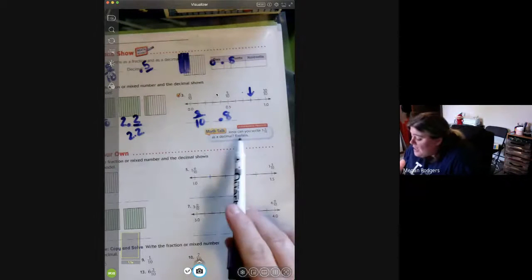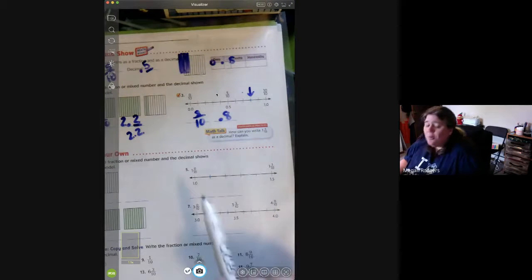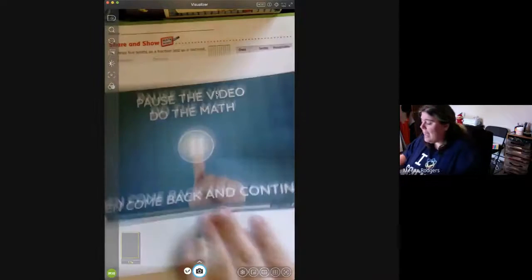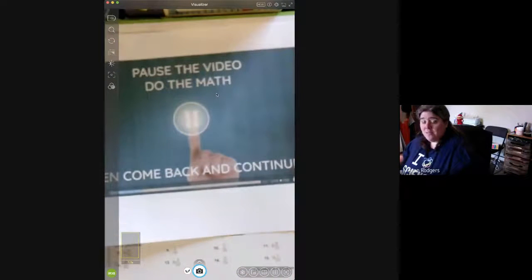So here's a fun challenge for you. Find a parent, sibling, or other person in the house and go ahead and explain to them how to write 1 and 3/10 as a decimal. They may look at you a little weird, but that's okay. Just tell them it's part of your math homework. All right. Then, when you're done telling them, come back, pause the video, and go ahead and try the rest of this page.